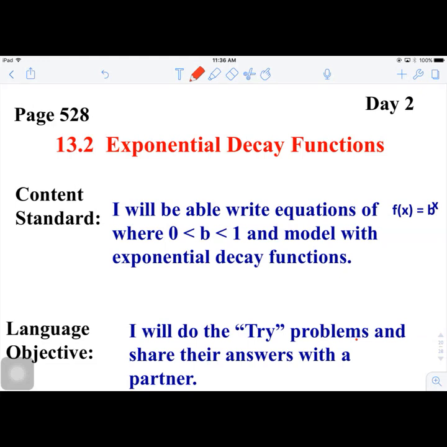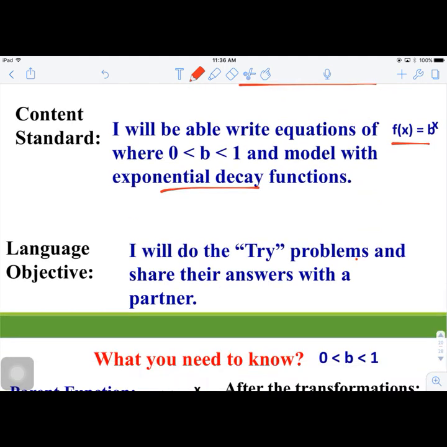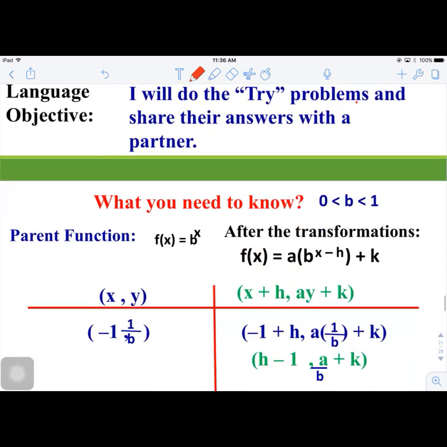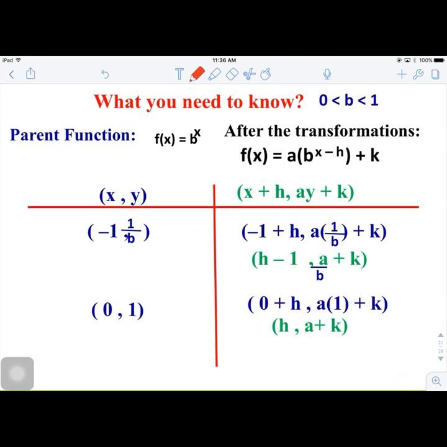Hi everyone, today we're going to learn lesson 13.2, exponential decay functions, and we will be writing equations in this format for an exponential decay function, and you will be doing the try me problems that are given in the examples. So let's take a look at the review right here.